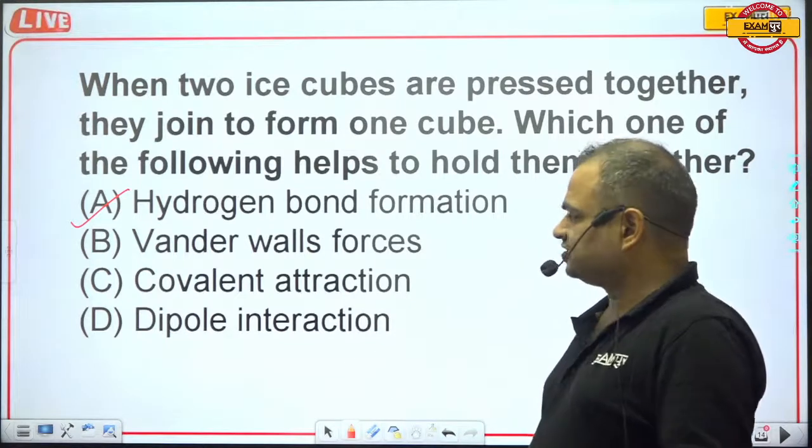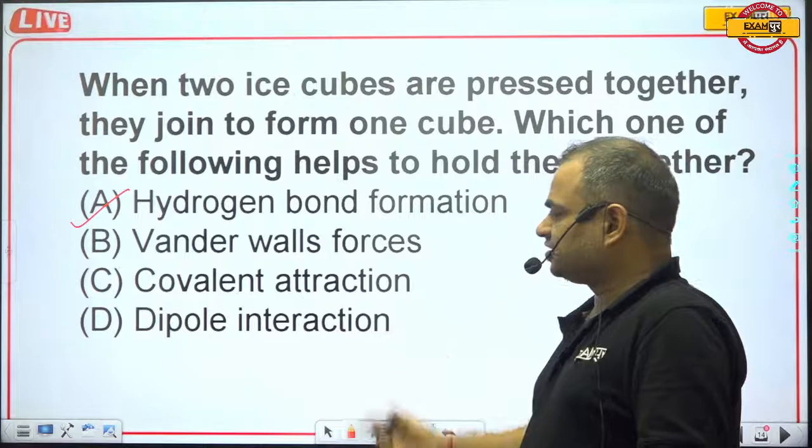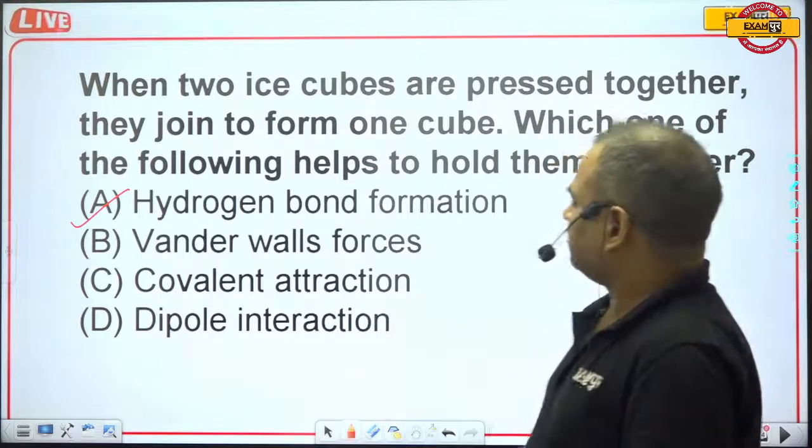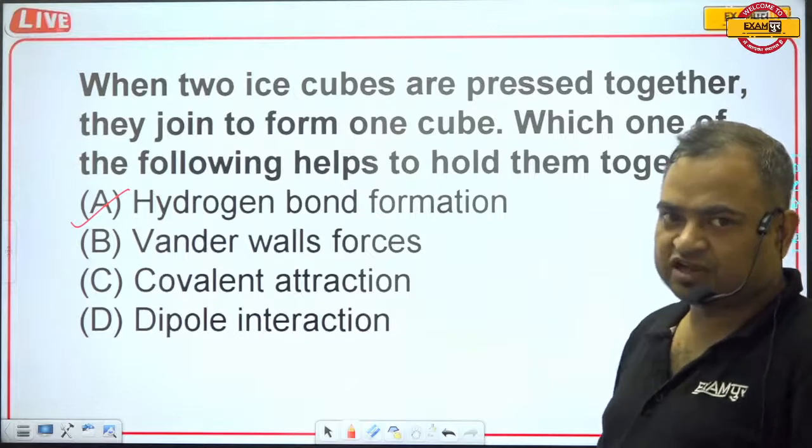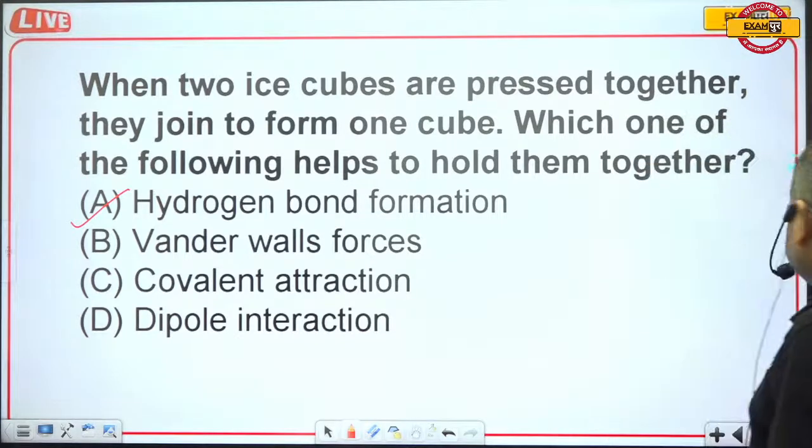Dipole interaction, this is another polar interaction actually. But here the correct answer is the hydrogen bond formation. Let me explain how the hydrogen bond formation takes place.